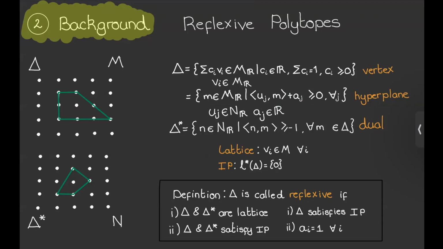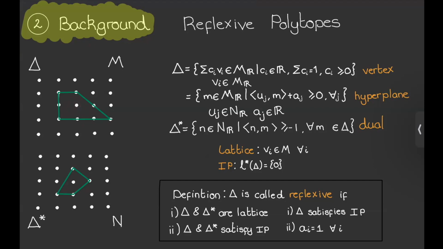And yeah, this is what we call the hyperplane representation. And you define the dual of a polytope using this equation here in the dual lattice. And a polytope, we say, is a lattice polytope if all of its vertices lie on integer lattice points. So like we see here, we haven't got a vertex over here somewhere. And also we say a lattice polytope, or a polytope in general, satisfies the IP property if it just contains a single interior point at the origin.